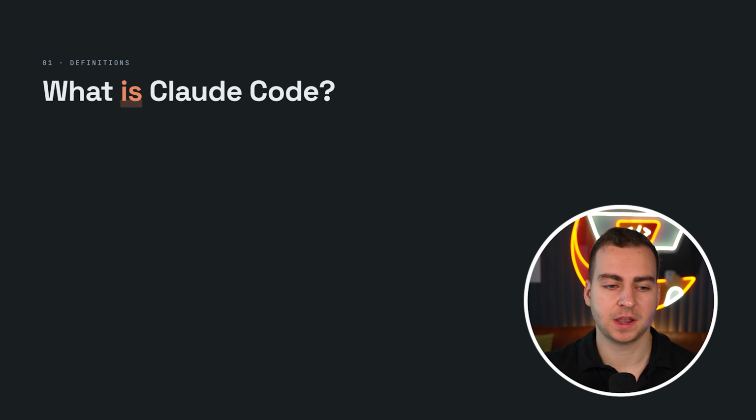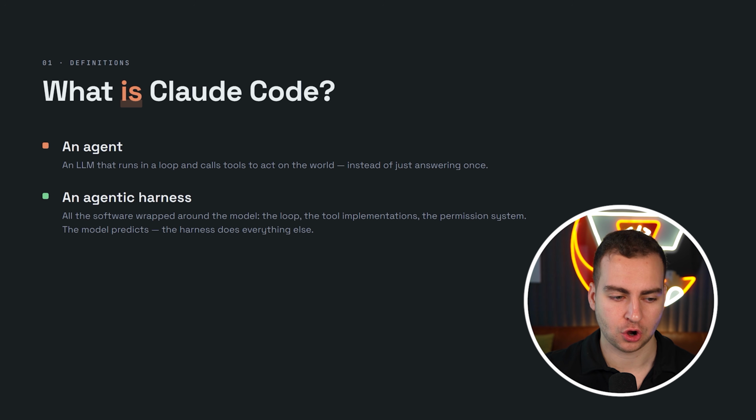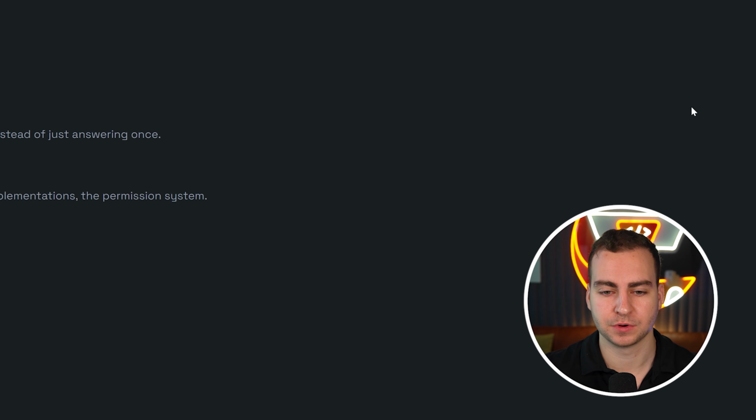So let's start by defining what Claude Code is. Now, Claude Code is effectively an agent. This is some LLM that can run in a loop, call tools, and interact with the world, and then an agentic harness. Now, this is the software that's wrapped around the model, so it handles the loop, the tool implementations, the permission system, and effectively the model predicts what it should do next. The harness really takes over and takes control.